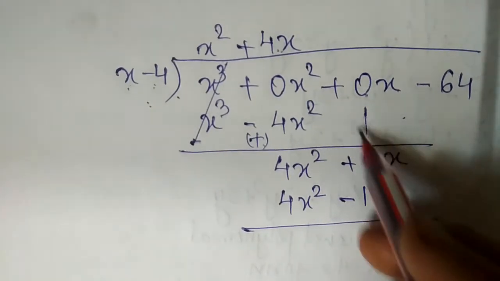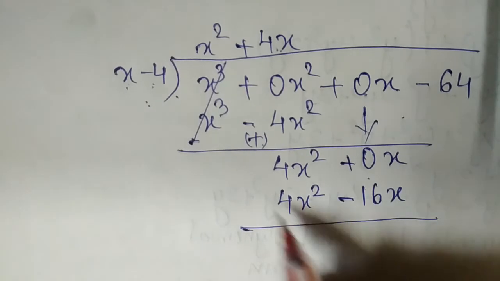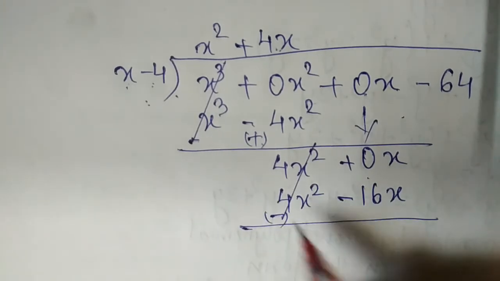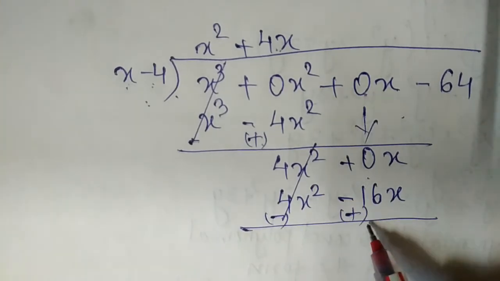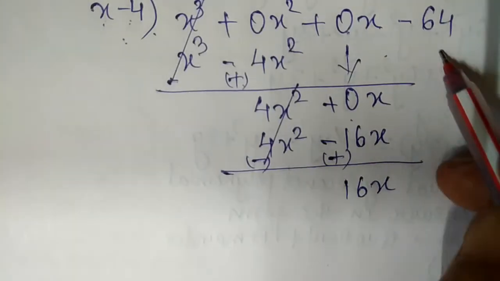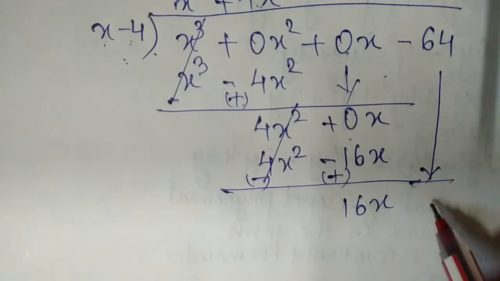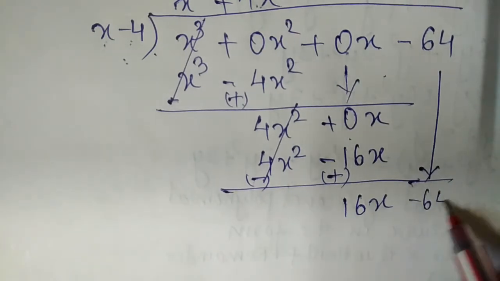This will be written over here down. Then here minus, this is cancelled. Then opposite symbol plus, so 16x. Now this will be written over here. So write here minus 64.